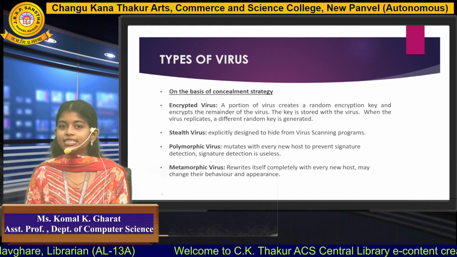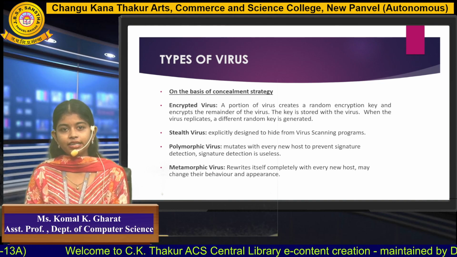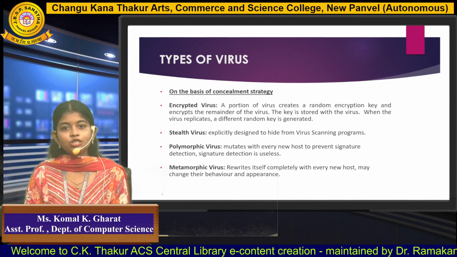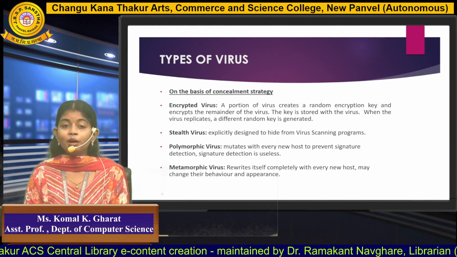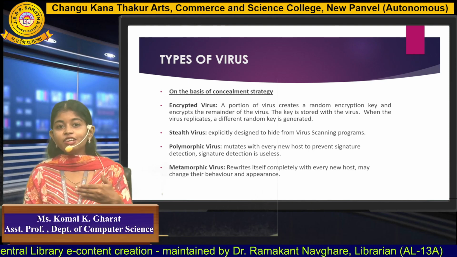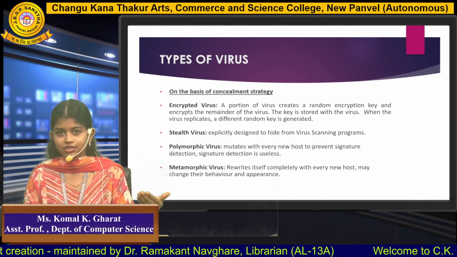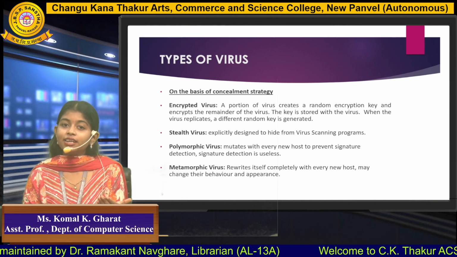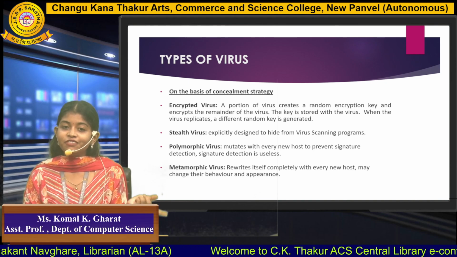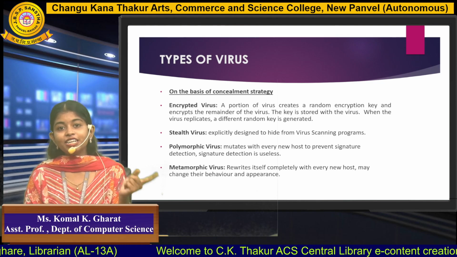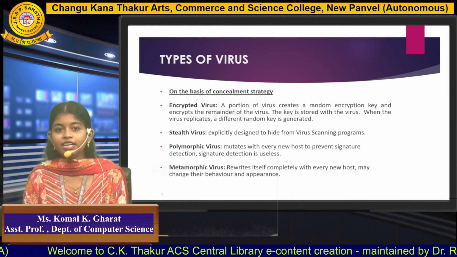A portion of a virus creates a random encryption key and encrypts the remainder of the virus. The key is stored with the virus. When the virus replicates, a different random key is generated. Means whenever the virus spreads in the system, it makes copies, which we already discussed in the definition. So here each copy contains a different encryption key. Every time the virus code is encrypted with a different encryption key. That is the speciality of this encrypted virus.